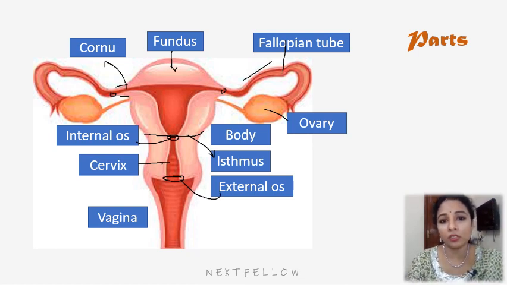So the cervix is located inferior to the body of the uterus and protrudes into the vagina, and the cervix contains the internal os, the external os, and in between is the cervical canal. The external os in a nulliparous woman is rounded, and it is transverse in a parous woman.